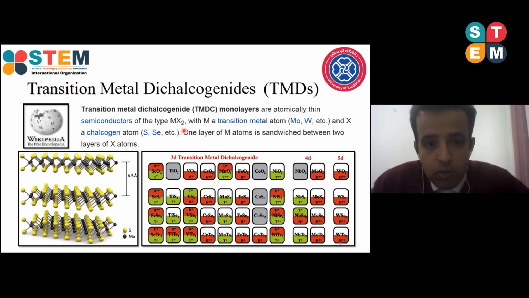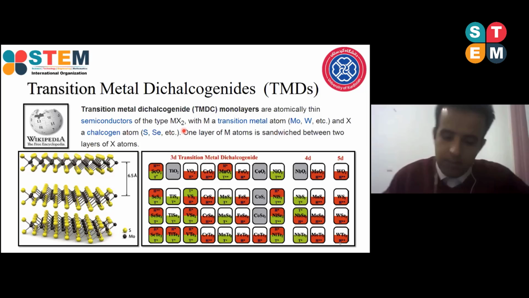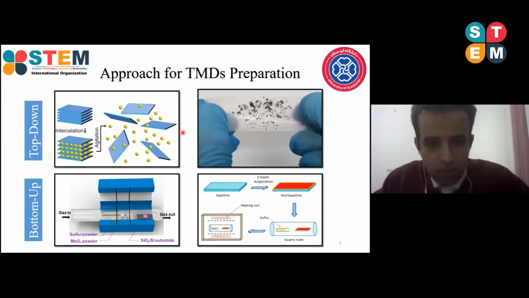So TMDs, or transition metal dichalcogenides, are a kind of 2D materials composed of transition metal atoms like molybdenum or tungsten, sandwiched between two layers of chalcogen atoms like sulfur. And we have many different TMDs, the most important being molybdenum disulfide, MoS2, and tungsten disulfide, WS2. But we have other TMDs that are also important.